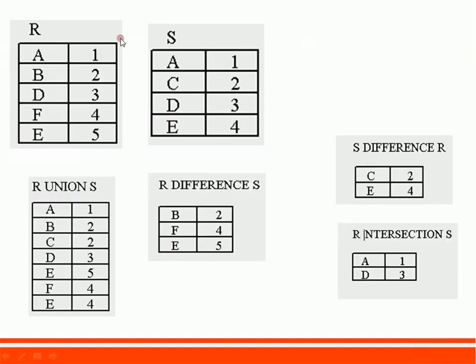So when you have two relations R and S, union combines every tuple of R with S, eliminating the duplicates. Here you could see E5, E4. So these are different tuples, so that will not be considered as duplicates. Difference means that those tuples from R which are not in S will be listed here. S difference R means every tuple of S that is not present in R. R intersection S gives you those which are common in both the relations.